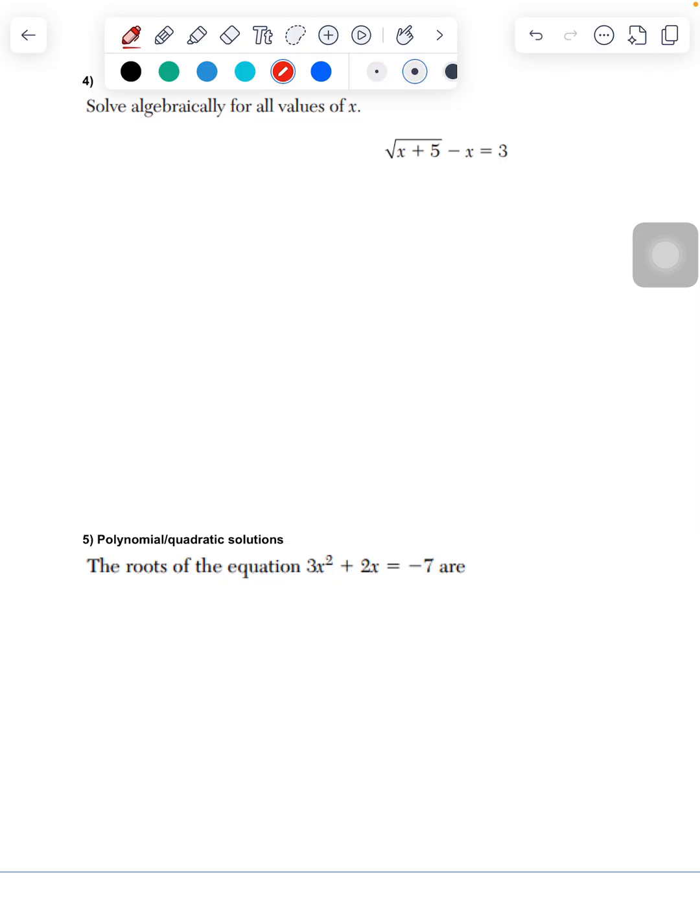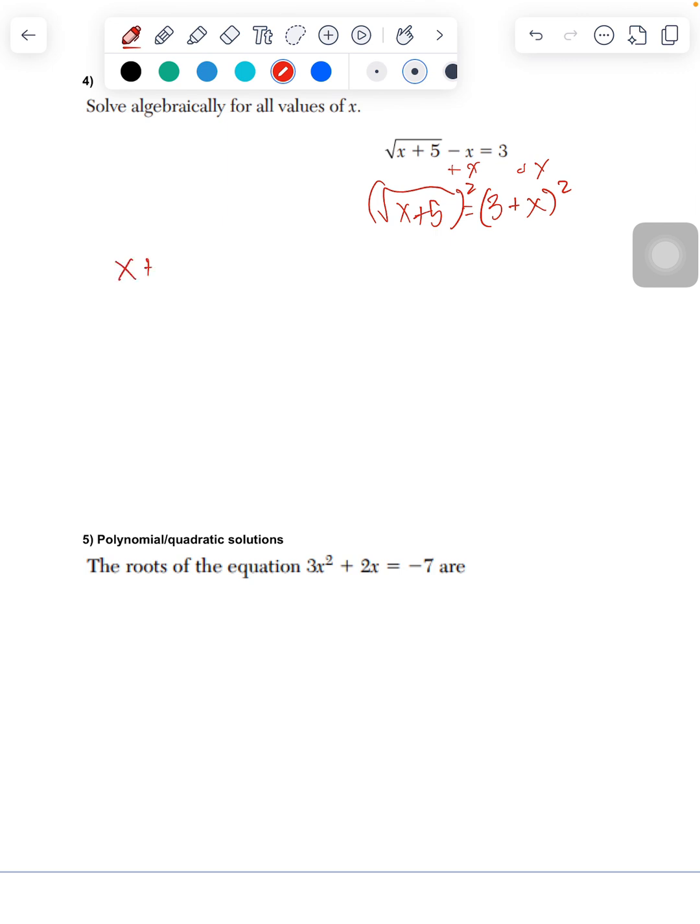All right, so now same thing, solve algebraically. Remember, I want the square root on one side and everything else on the other side. So let's add x to both sides. So I get square root of x plus 5 equals 3 plus x. Now, the square root is on one side, nothing's bothering it, and everything else is on the other side. I'm going to square both sides. The square root and the square cancel each other out.